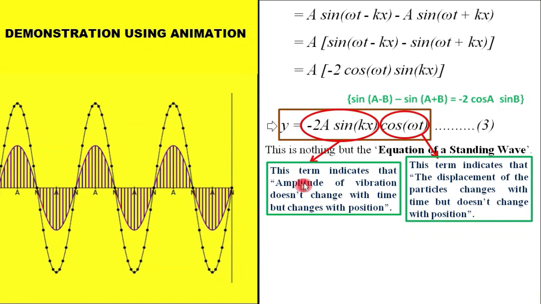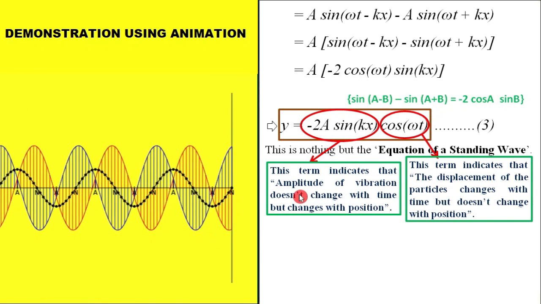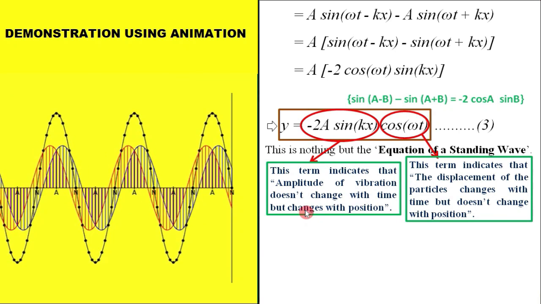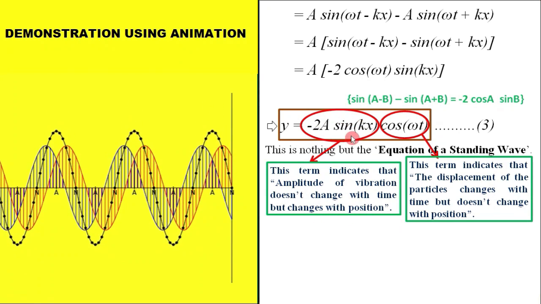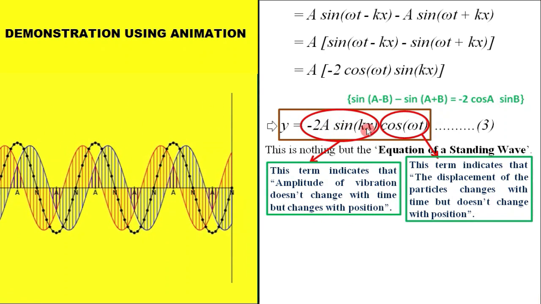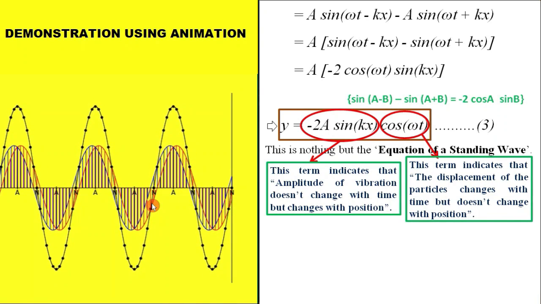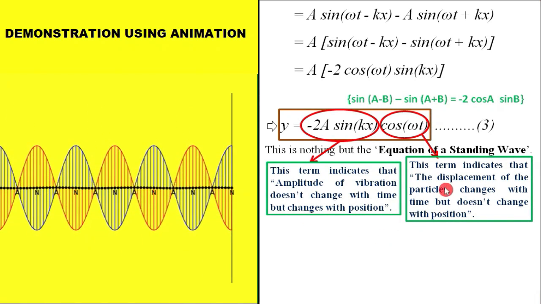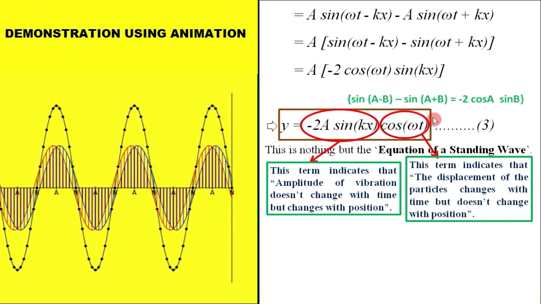This term indicates the amplitude of vibration, which does not change with time but changes with position. Obviously there is no time term here. Okay, and you can see, I will explain it from the diagram. Just give me 2 minutes. Now, what does this term represent?